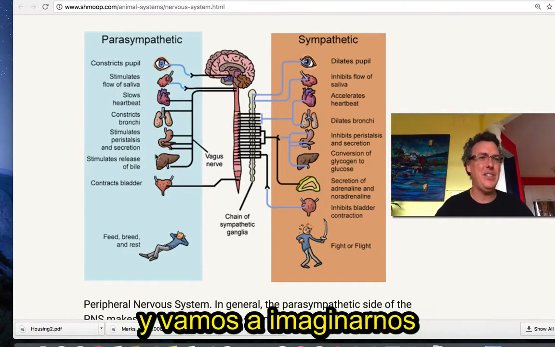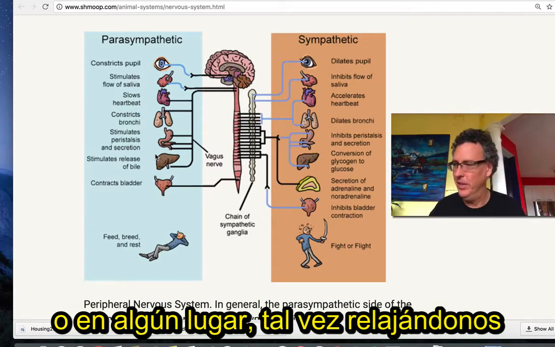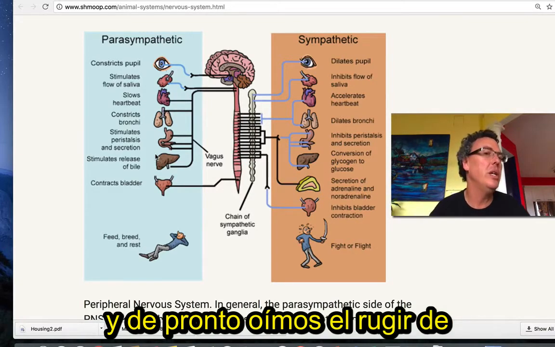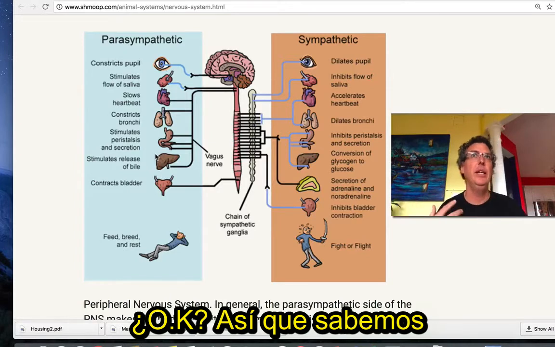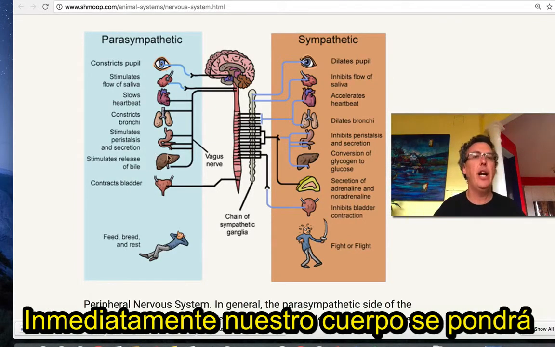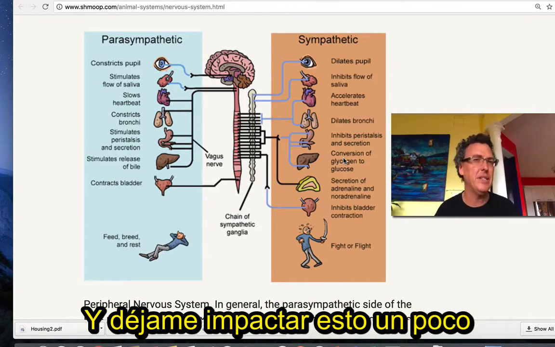If you're in relaxed mode, and let's imagine we're cavemen sitting around a fire somewhere, perhaps relaxing with your other caveman buddies, and suddenly we hear the roar of a predator somewhere. Okay, so we know there's a predator somewhere around us. Immediately our body will go into what we call sympathetic mode. And let me unpack this a little bit.